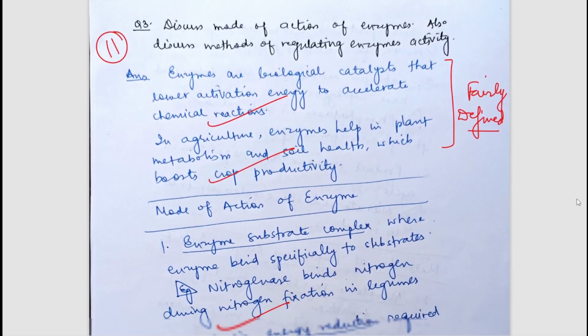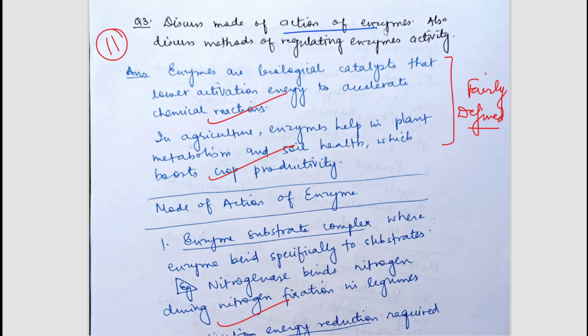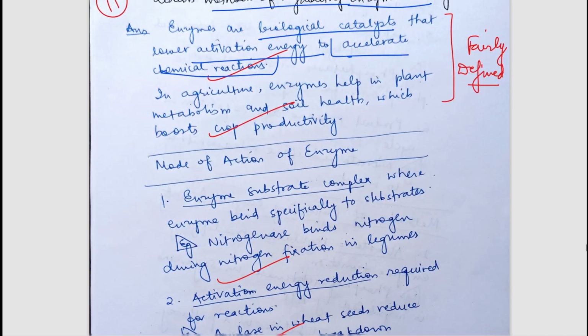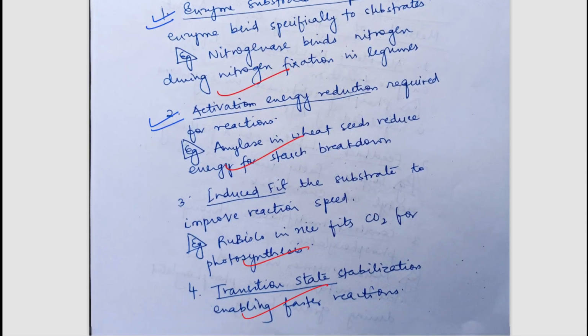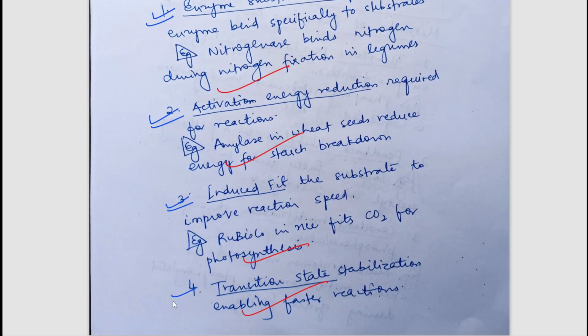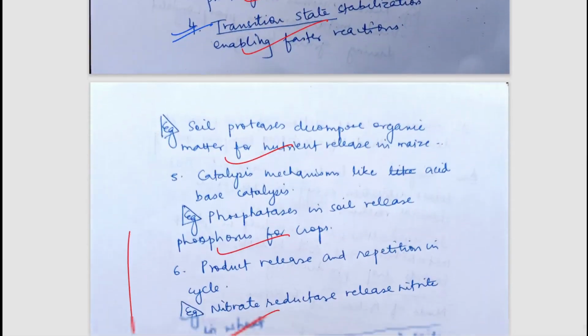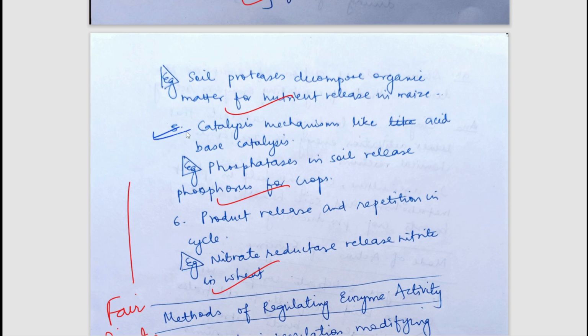The next question is discuss the mode of action of enzymes and also discuss methods of regulating enzymatic action, or enzyme activity. So we all know that enzymes are nothing but biological catalysts that lower activation energy to accelerate the chemical reactions. It speeds up the chemical reactions. Now, what are the modes of enzyme activity? There is enzyme substrate complex. There is enzyme activation energy reduction. You can simply pause and read it. Induced fit method is there. Transition state is there. So these are the modes of enzyme activity. Catalytic mechanism is there. Product release and repetition cycle is there.